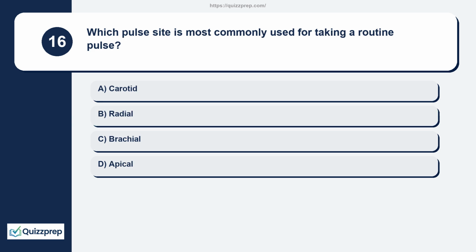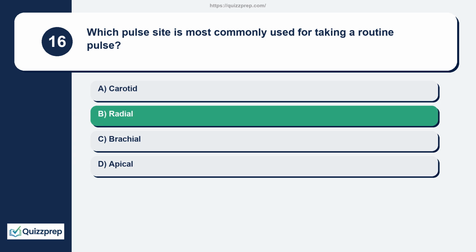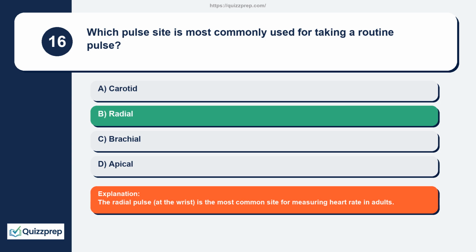Question 16. Which pulse site is most commonly used for taking a routine pulse? Carotid, radial, brachial, apical. The radial pulse, at the wrist, is the most common site for measuring heart rate in adults.